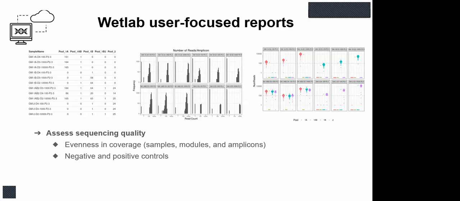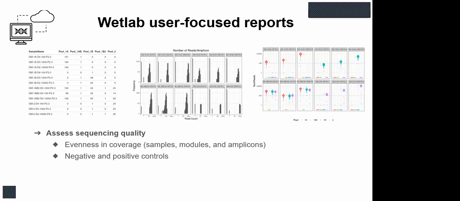And then the modules, whereby, like I said, there is module 1, which is diversity and resistance 1, and then there is module 2, which is resistance 2. So we want to see if both of them have the right evenness of coverage, and then the amplicons themselves, to look at each targeted amplicon to see that it has the right coverage to move forward. It also helps us to assess the sequencing quality of the positive and negative controls.